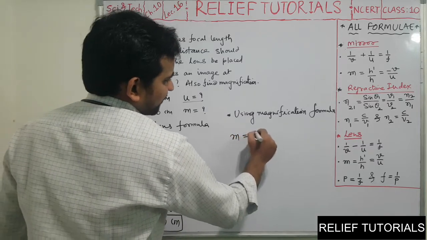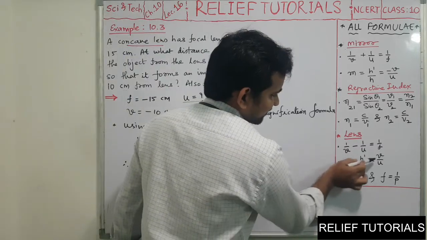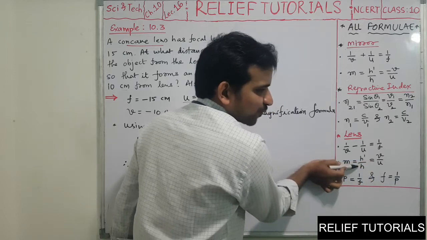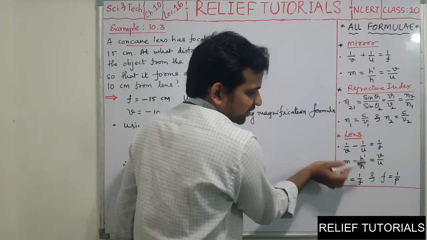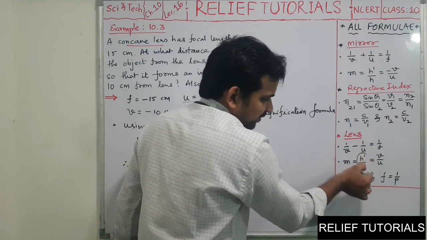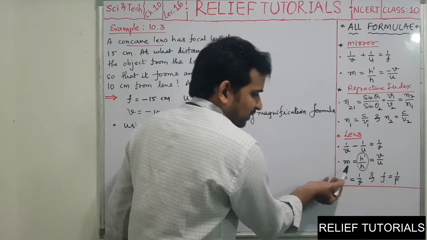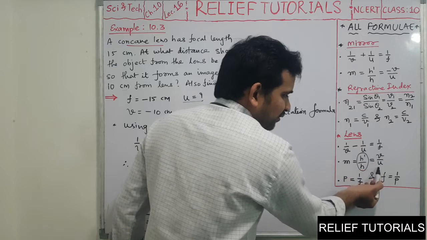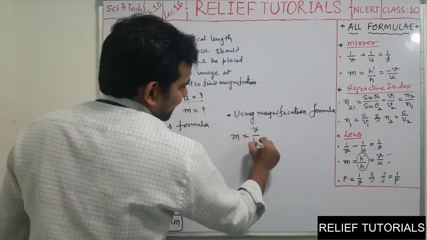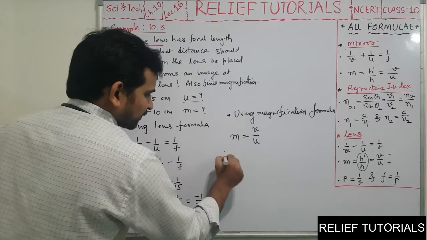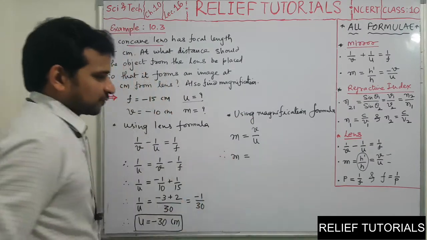M is equal to h dash by h, which is equal to v by u. But the height of the object is not used or not given. So whenever the height of the object is not given, we should not take this ratio. Now magnification is equal to v by u. We have both this information. So m is equal to v by u.